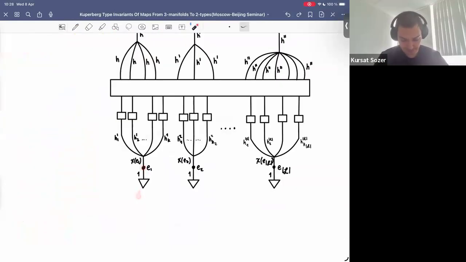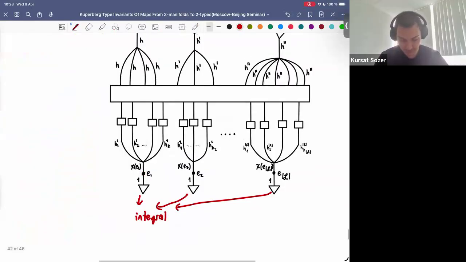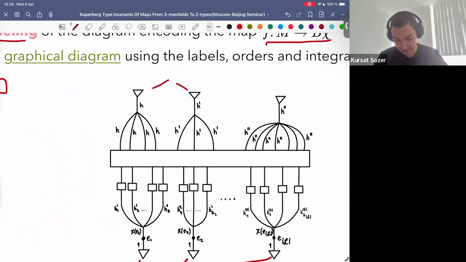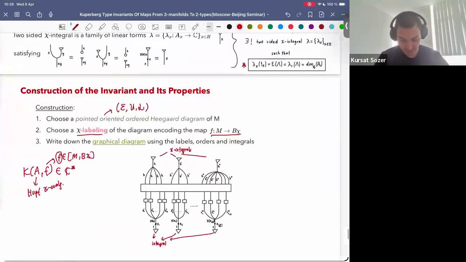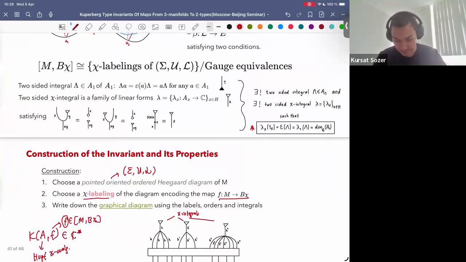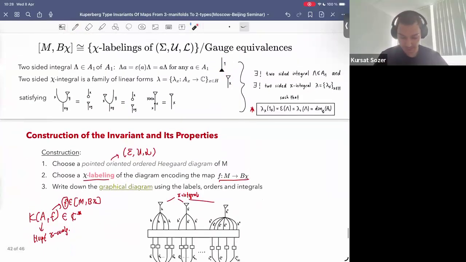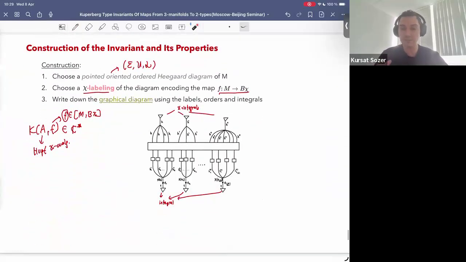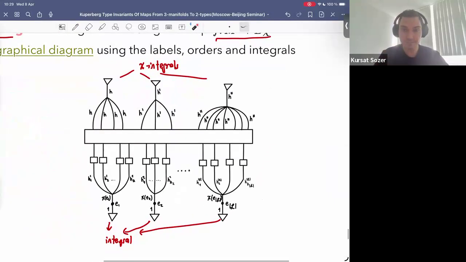These triangles, I go over fast, but they are integral elements. This is unique, and these are chi integrals. If you look, these things are chi integrals, and these things are integrals. So integrals are on the bottom always. The number of integral elements is the number of lower circles. The number of chi integral elements is the number of upper circles.